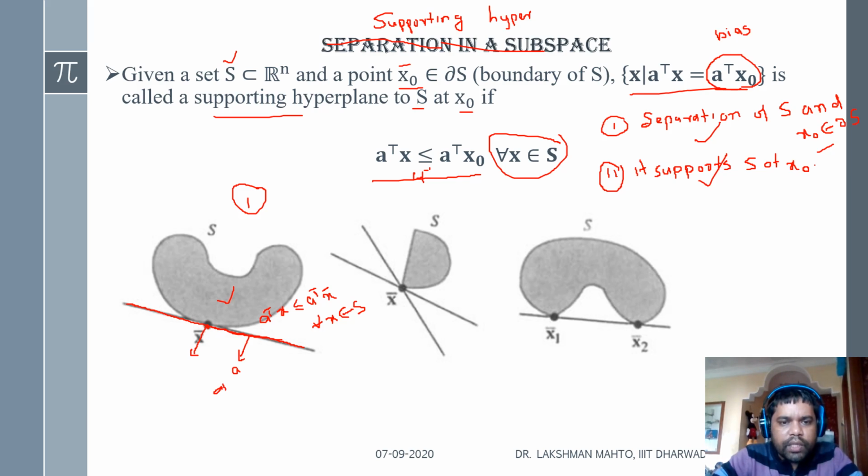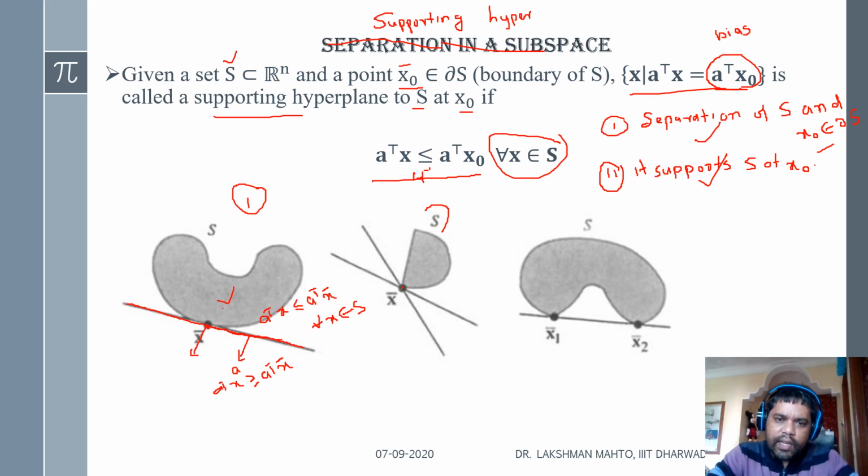We can observe a clear separation. Here less than or equal to is coming, and for this other part you can observe that A transpose X is greater than or equal to A transpose X bar. So there is a clear separation of this set and this point.